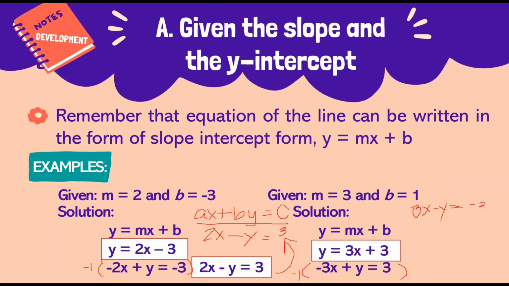Okay. So, let me repeat, so it is clearer to everyone. We have negative 1 times negative 3x, we have positive 3x. And then, negative 1 times positive y, we have negative y. And then, negative 1 times positive 1, we have negative 1. So, therefore, our answer now for the standard form is positive 3x minus y is equal to negative 1. Okay, so that will be the process in order to find the equation of the line when the given are the slope and the y-intercept.